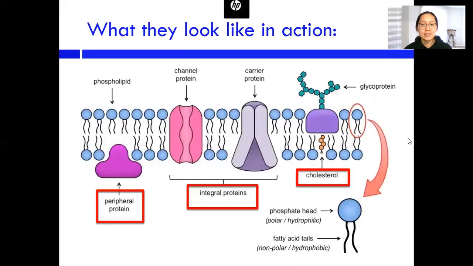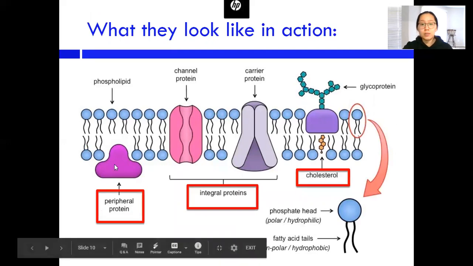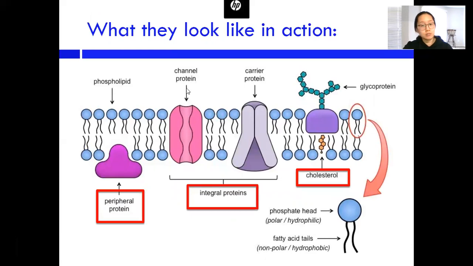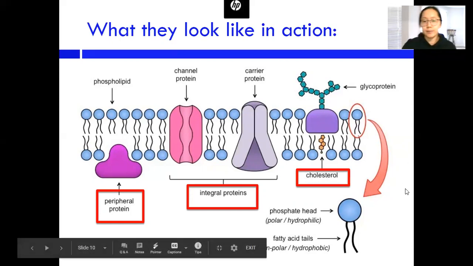So this is what they look like inside the cell membrane, as we see our phospholipid bilayer across the middle right here. We have peripheral proteins that are only on one side. We have integral proteins, which go completely through the membrane as a channel. Then we have cholesterol, tiny little four-ringed molecules randomly placed inside the cell membrane that help keep it sturdy. And as you can see here, there's a phosphate head that's polar or hydrophilic, and a fatty acid tail that is nonpolar or hydrophobic.